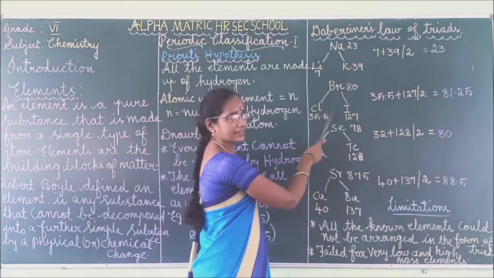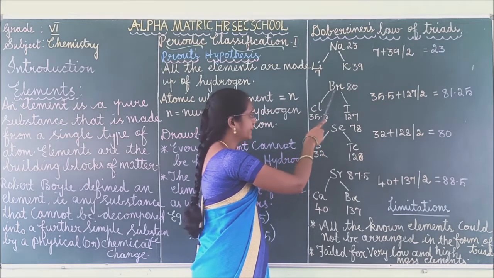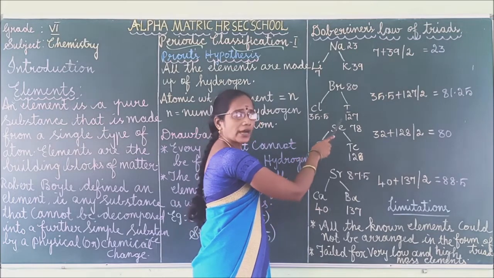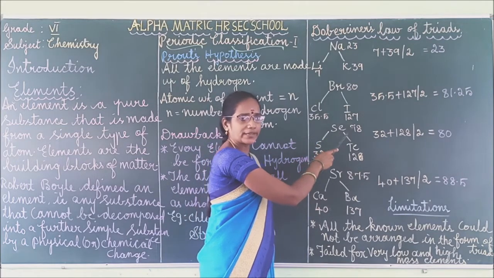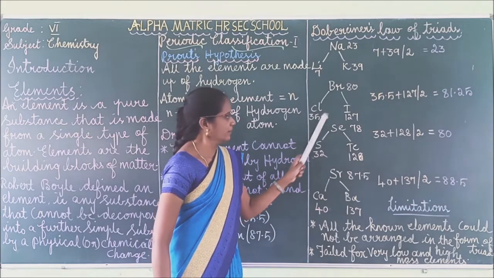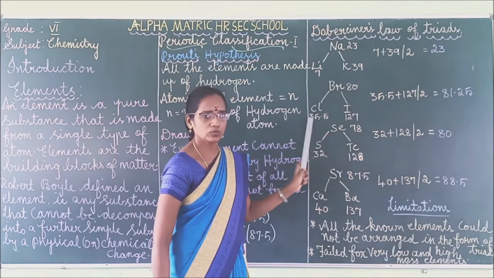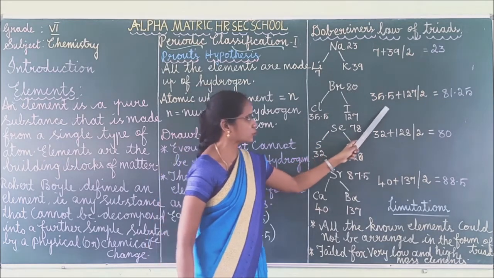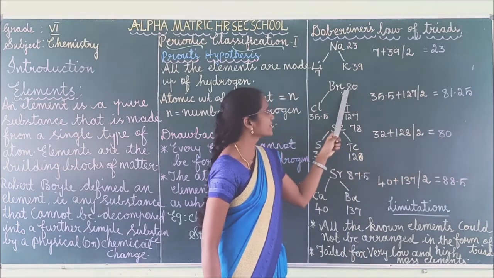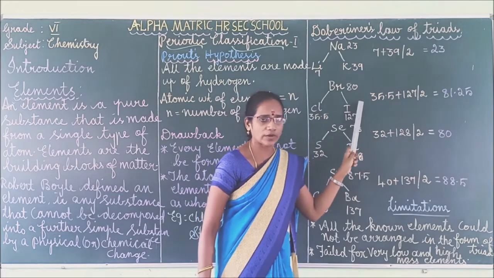Okay. Second, we can see one more example. Bromine atomic weight is 80, chlorine atomic weight is 35.5, iodine atomic weight is 127. So 35.5 plus 127 divided by 2. These two elements divided by 2, you will get 81.25. What is the atomic weight of bromine? That is 80. So a nearer value, right?